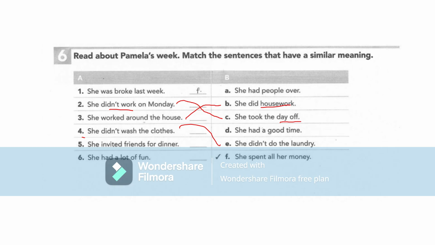Number 4, Jennifer. She didn't wash the clothes. She didn't do the laundry. She didn't do the laundry. With less R, con menos R, laundry. En vez de laundry, sin esa R, ¿verdad? Laundry, suavecito, laundry.